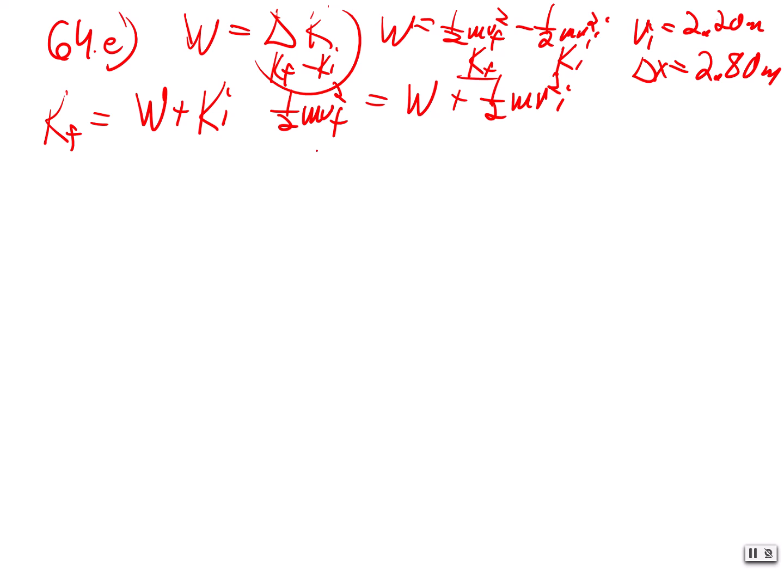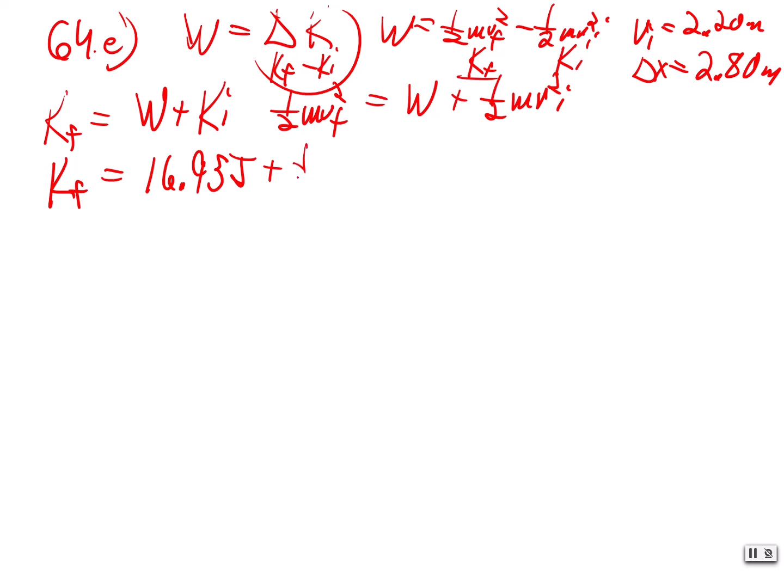I could come in here and solve for, what's it asking for? The final velocity, right? What is the speed after it slides 2.8 meters? So I could work it that way, or I could work it the other way. I'm going to work it the other way. So let's do it this way. We already know K final is equal to the work, 16.95 joules. We've already found that. Now let's find the initial.